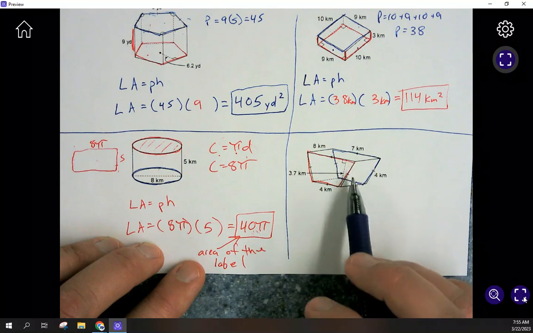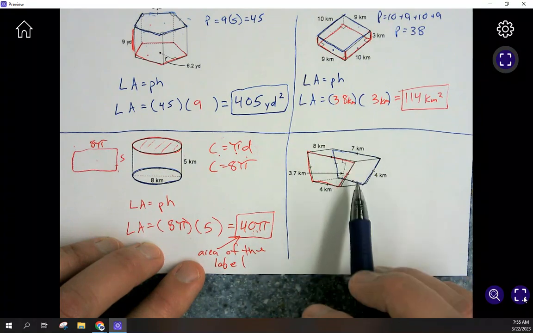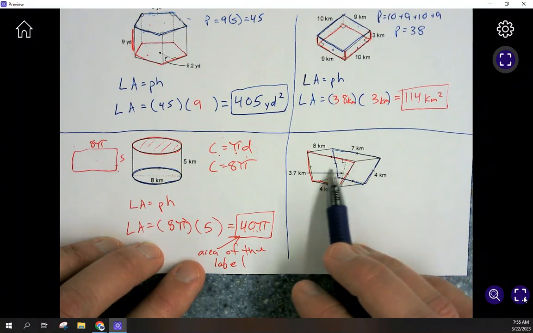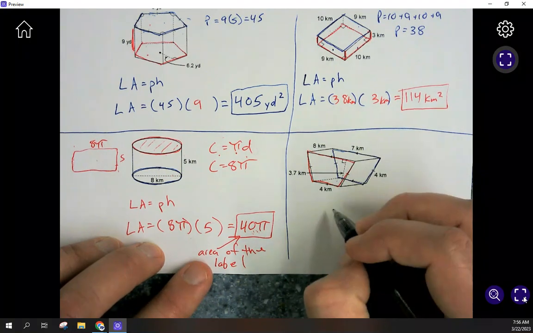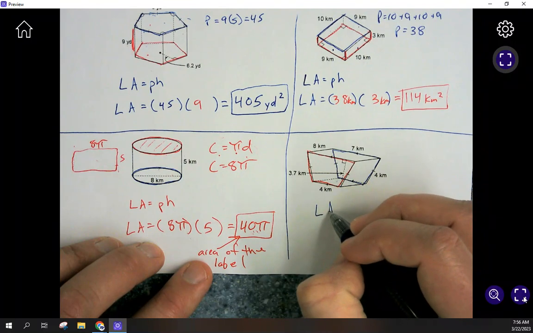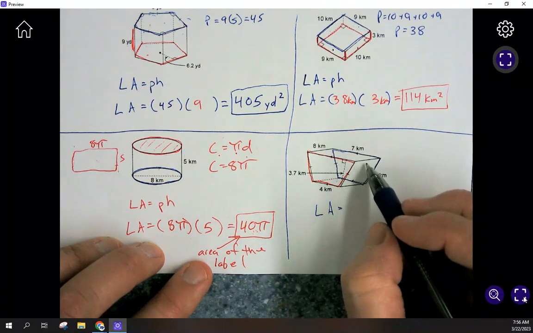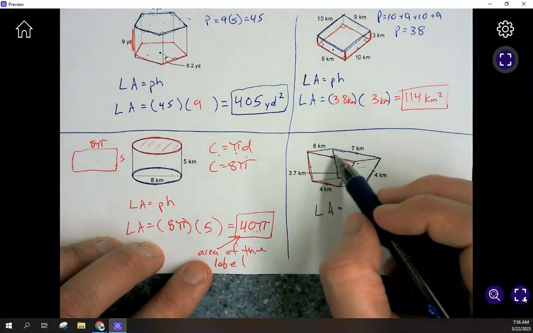So when we're calling this a prism, those cannot be the bases. The bases must match and run parallel to each other. So the matching sides are the trapezoids. So as we run this through lateral area, it's the area of all of these faces.